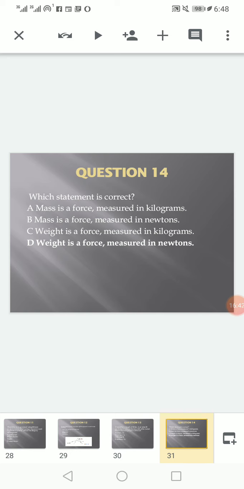Which statement is correct? Mass is a force measured in kilogram. No, mass is not even a force. So, mass is a force measured in kilogram? Mass is not a force.